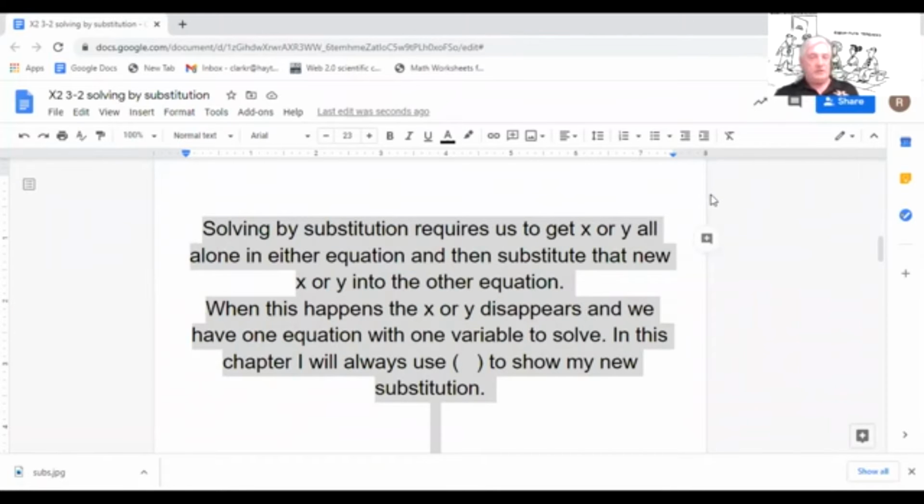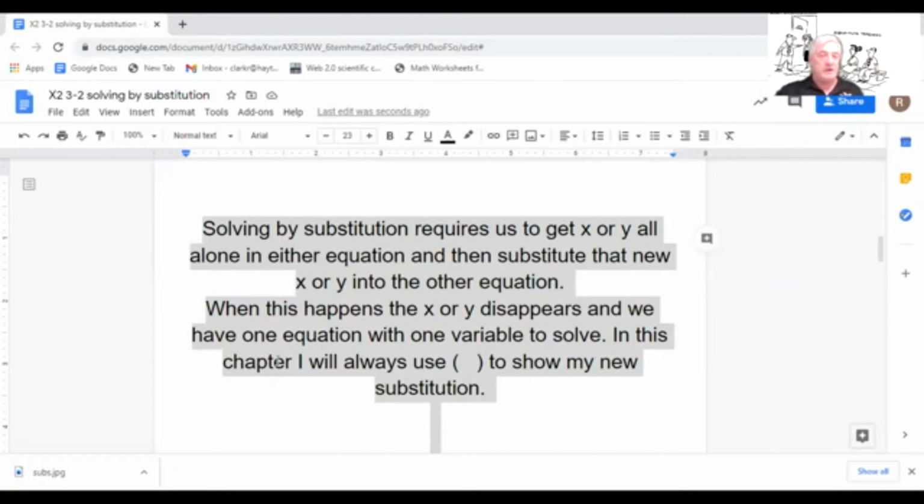Solving by substitution requires us to get all the x or all the y alone on either side of our equation, and then substitute that new x or y into the equation. When this happens, you don't have 2 equations with 2 unknowns. You have 1 equation with 1 unknown, and you've been working that since pre-algebra, so that won't be a problem. We need 1 equation with all x's in it, or 1 equation with all y's in it.